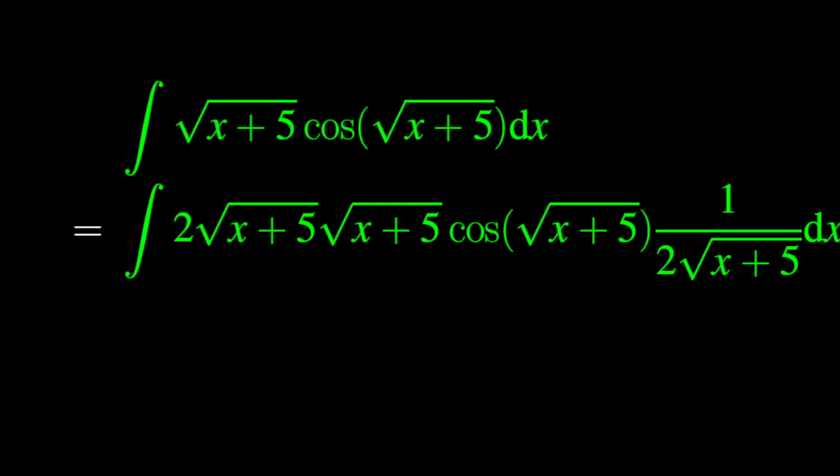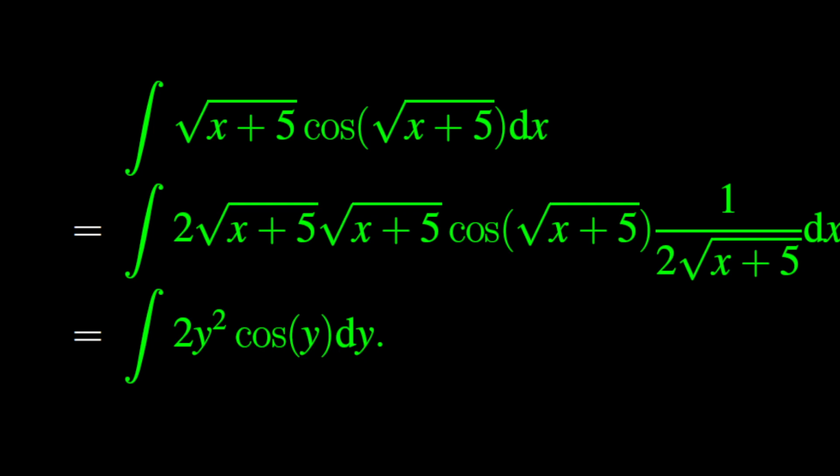The integral of square root of x plus 5 times cosine of square root of x plus 5 dx can be expressed as the integral of 2 times square root of x plus 5 times square root of x plus 5 times cosine of square root of x plus 5 times the fraction 1 over 2 times square root of x plus 5 dx. We can clearly see y and dy in the expression of the integral. So, we replace square root of x plus 5 by y, and the fraction 1 over 2 times square root of x plus 5 by dy.